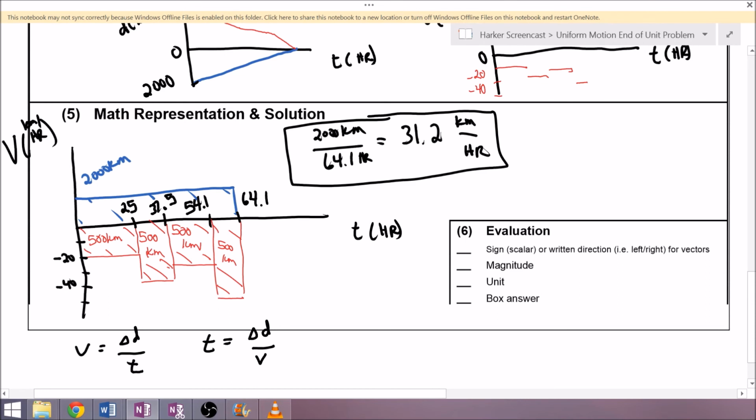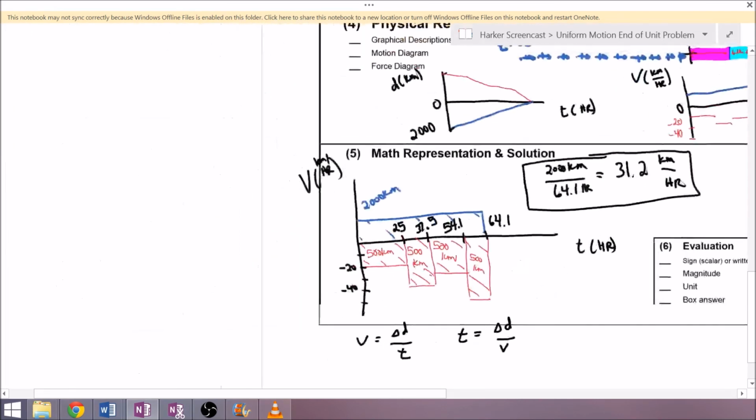First, the question asks for the magnitude of the velocity, or the speed, so that doesn't have a direction, so we don't have to worry about that in this case. The magnitude of 31.2 kilometers per hour also seems pretty reasonable, since it's faster than the slowest, the red sub at minus 20 kilometers per hour, and it's slower than the fastest at minus 50, so it seems reasonable to be in that range. We have a unit on it, and the answer is boxed, so it looks like we're in good shape.